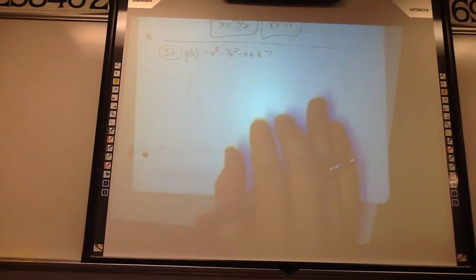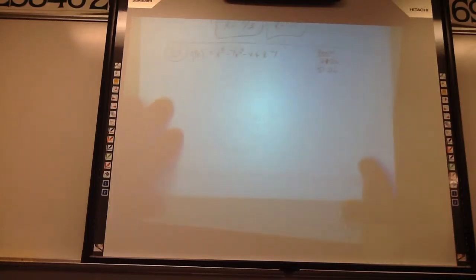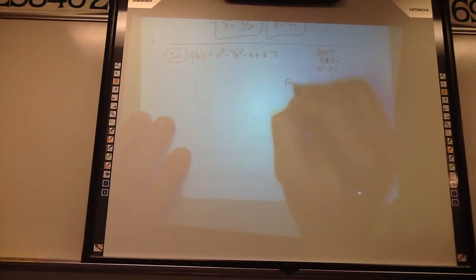And it tells you your zero is 5 plus 2i. So that tells you, yeah, your other one is 5 minus 2i. There's two ways to do this. One way, we said, was to make them factors, right? So we'll go factor way.